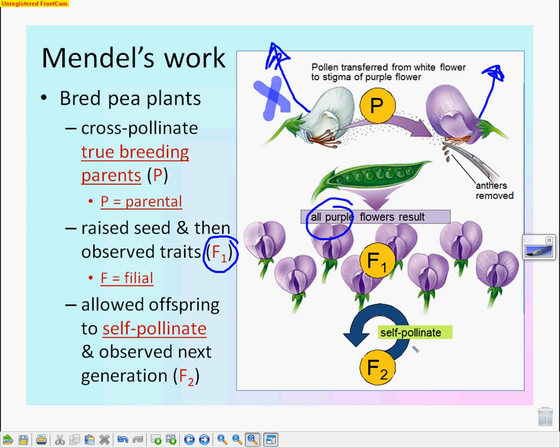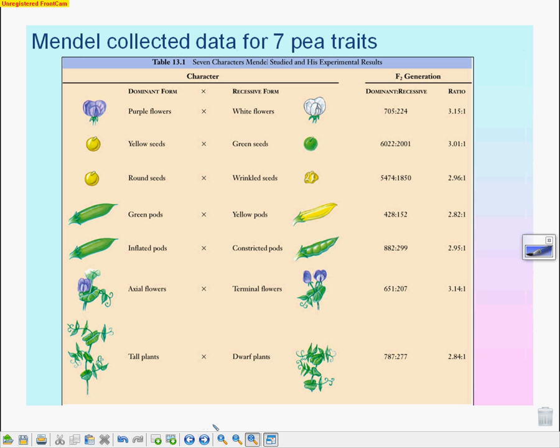What puzzled him is if he allowed these plants to self-pollinate, so he didn't go in and manipulate any of the pollen movement, he could not believe what would happen in the next generation. And he studied this with about 7 different traits, from the color of the seed to the shape of the seed, the color of the pods to the shape of the pods to where the flowers fell to the height.